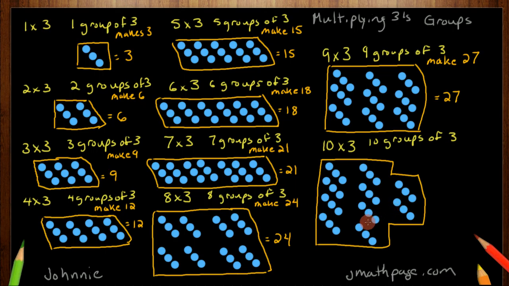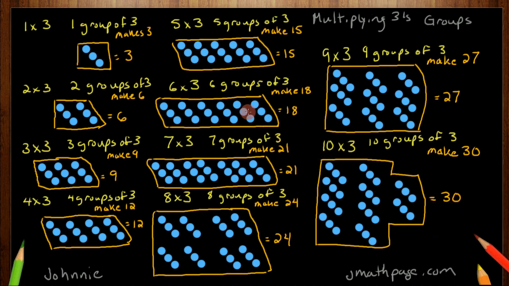The other thing I noticed, though, is that it's 4 groups of 3, which we know is 12. Another group of 4 groups of 3, another 12, so 12 and 12, and then 6 more. That also makes 30, doesn't it? So 10 groups of 3 make 30. We can also say 10 times 3 equals 30.